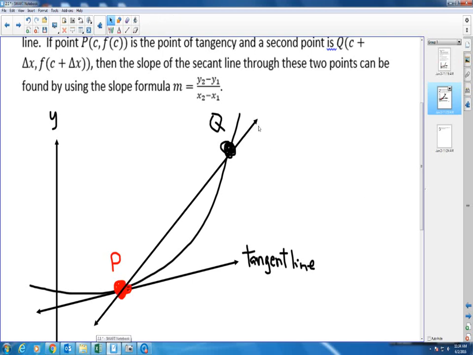Like I said earlier, to find the equation of the line, you've got to have a slope. If we need a slope, we've got to have 2 points. So that's why I have another point Q. All right, so this line is called a secant line.